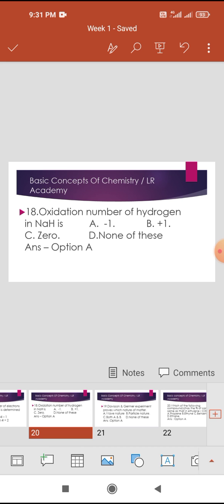Question number 18. Oxidation number of hydrogen in sodium hydride NaH is, option A, -1, option B, +1, option C, 0, option D, none of this. Again, oxidation number of hydrogen in NaH sodium hydride is A, -1, B, +1, C, 0, D, none of this. The right answer is option A, -1.